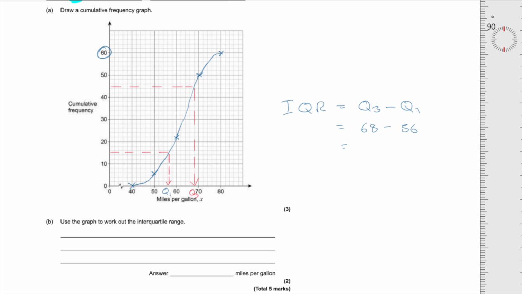So 68 minus 56, that leaves me with 13. So that's my interquartile range. Use your graph to work out the interquartile range. It's 13 miles per gallon.